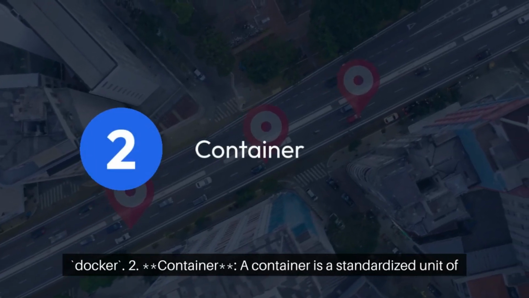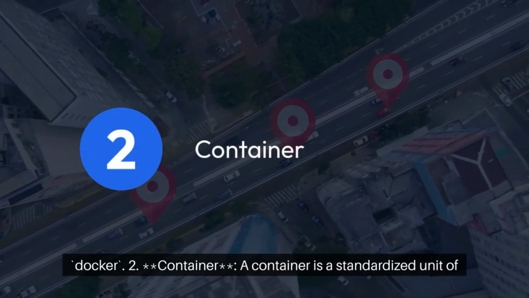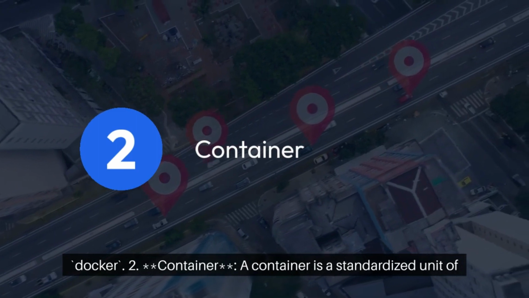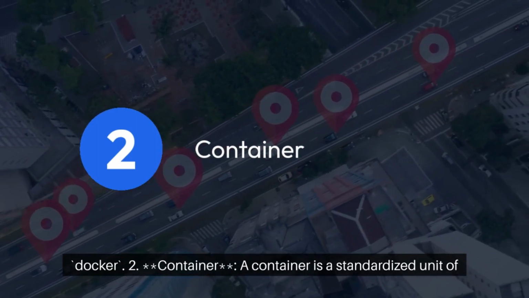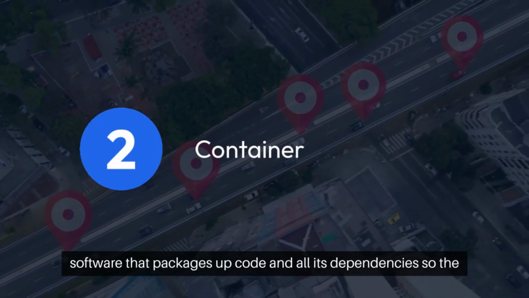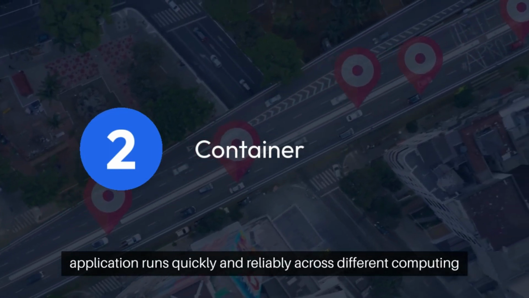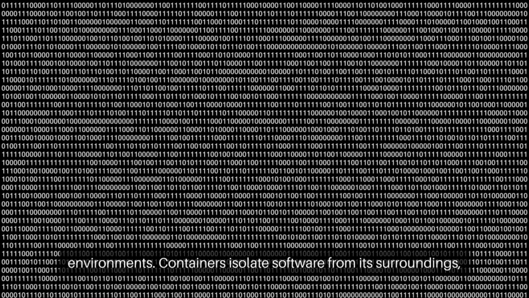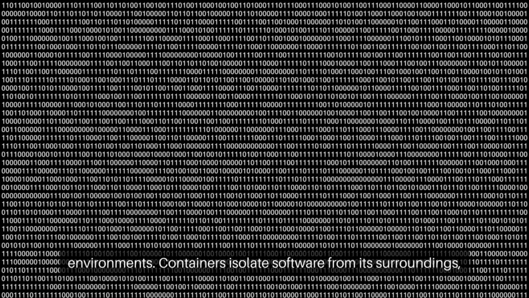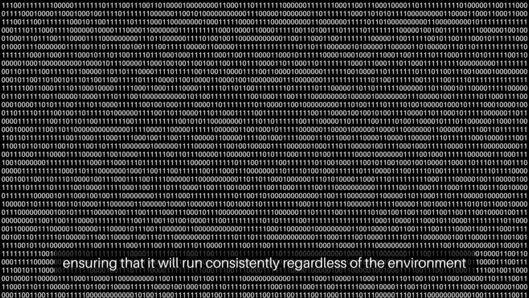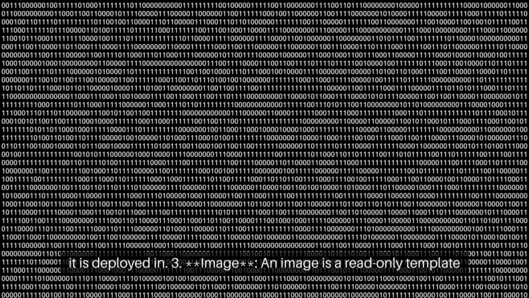2. Container. A container is a standardized unit of software that packages up code and all its dependencies so the application runs quickly and reliably across different computing environments. Containers isolate software from its surroundings, ensuring that it will run consistently regardless of the environment it is deployed in.